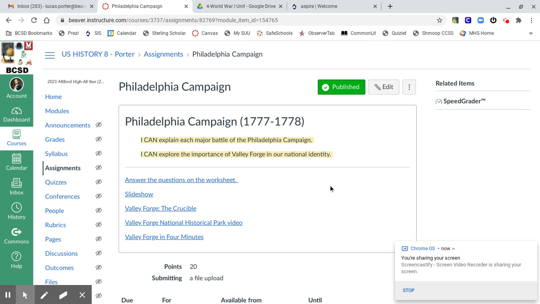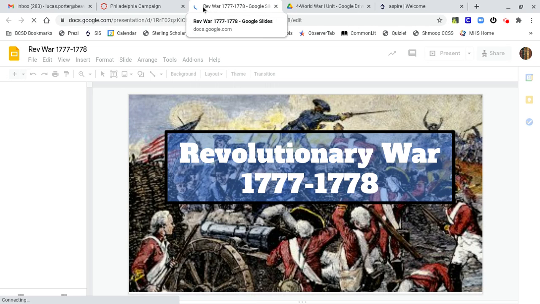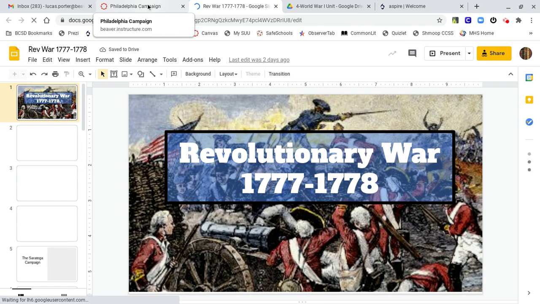Okay, this is for those of you at home, just so you can see how to do this. I should have put us on there in the last one. I forgot. Anyway, so you know how to use these maps and stuff. So the slideshow, please use the slideshow. It's very helpful. Okay. We're looking at the Philadelphia campaign.